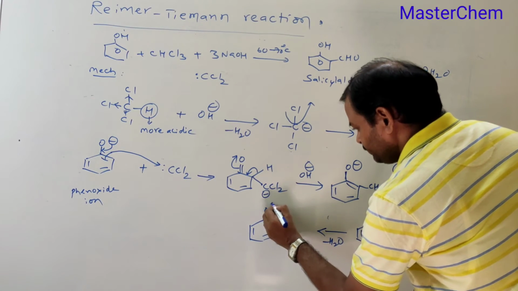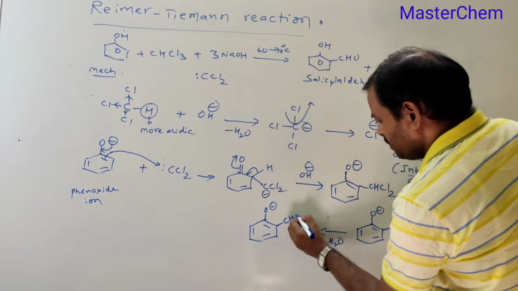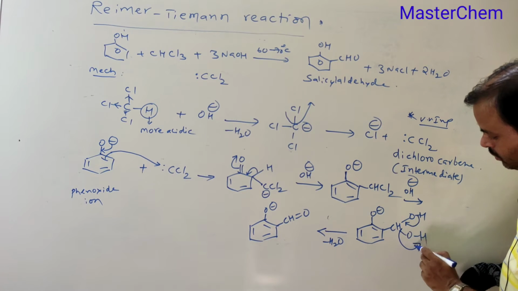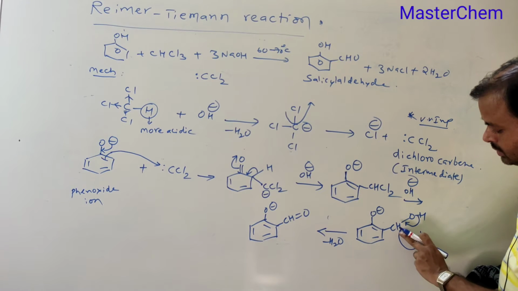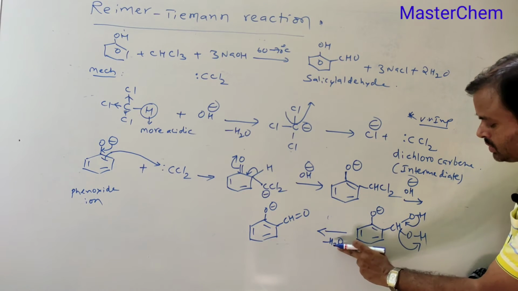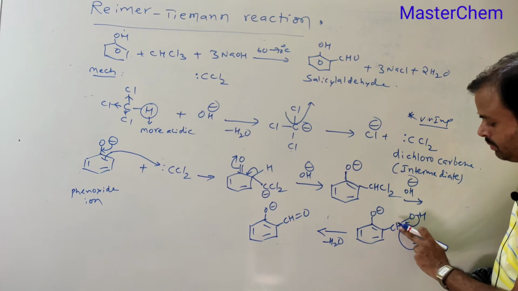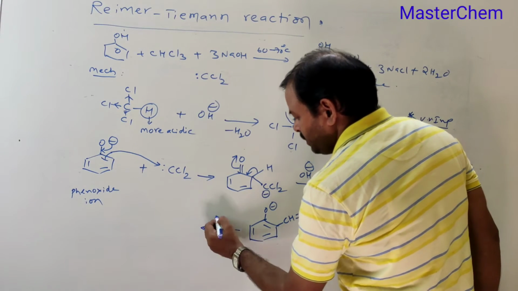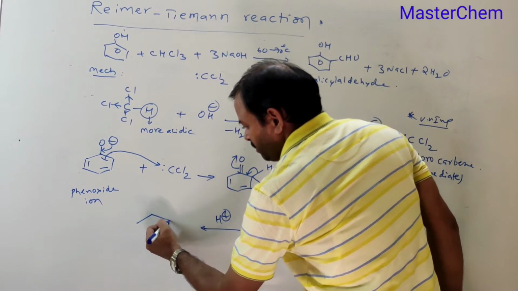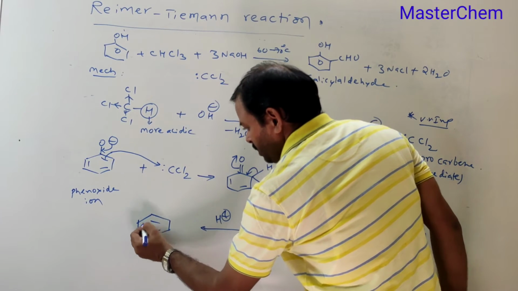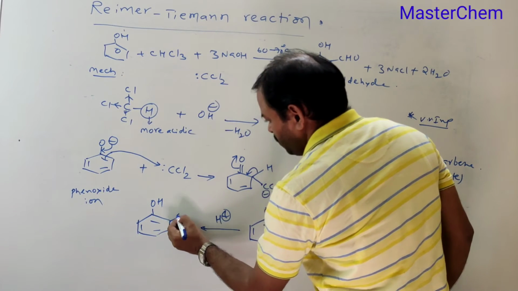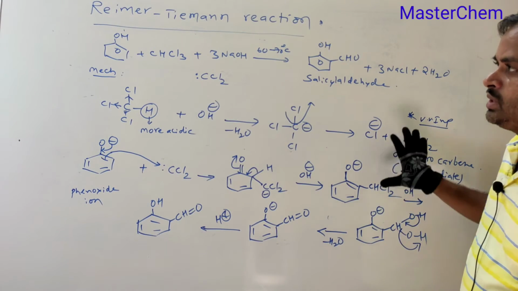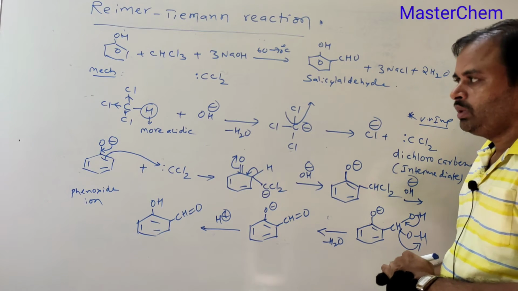O minus, CH double bond O. The double bond is just because of this delocalization, and H leaves as H plus and OH leaves as OH minus. That's why minus H2O. So a double bond is formed between CH and O. This one with a proton will become the desired product, OH CHO. So this is the mechanism of the Reimer-Tiemann reaction.